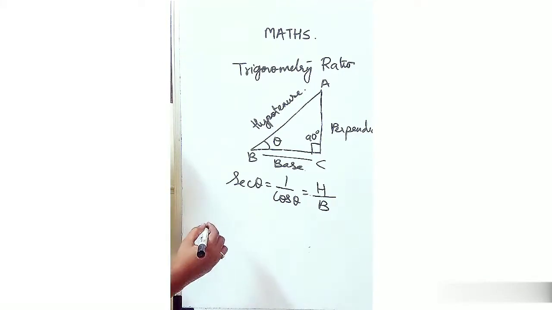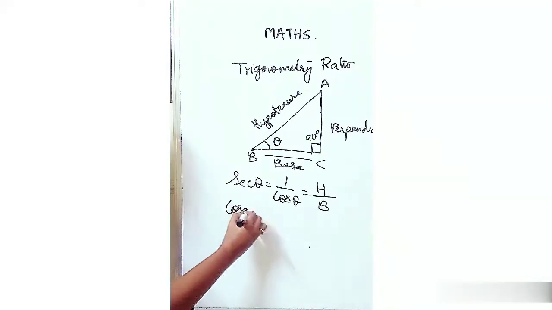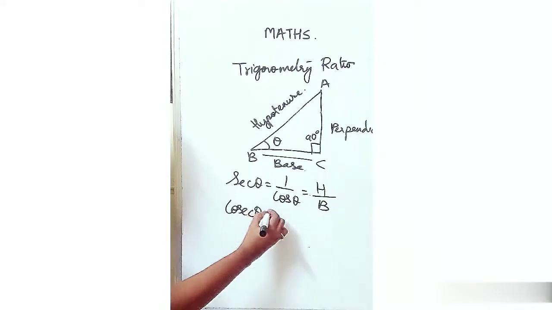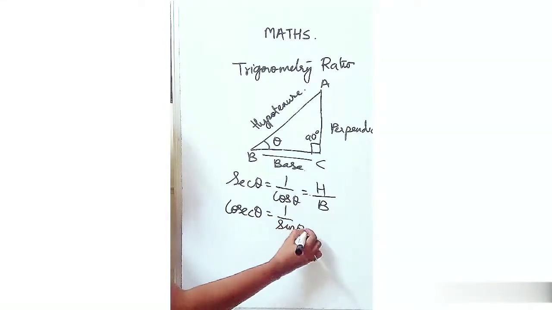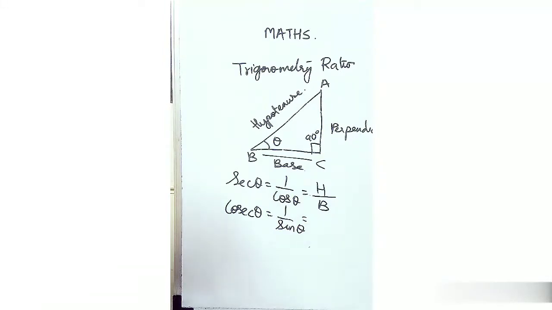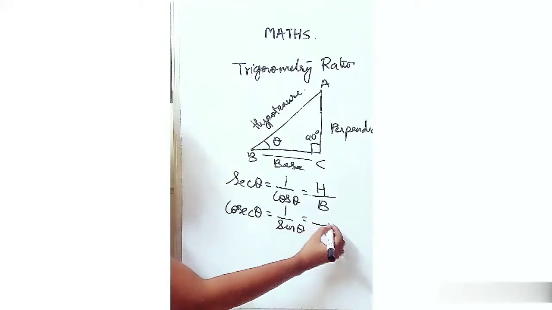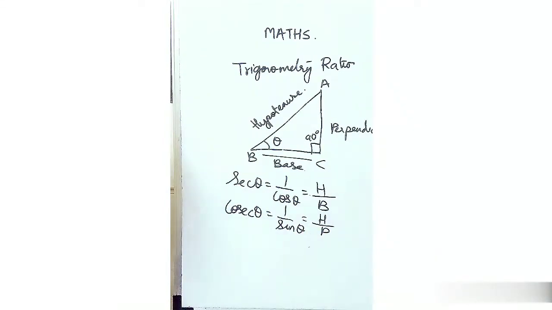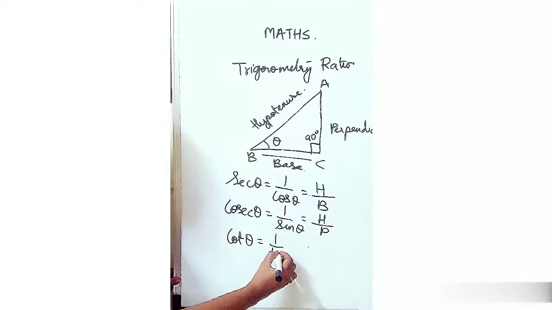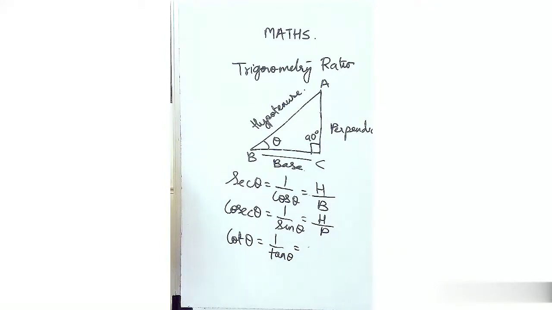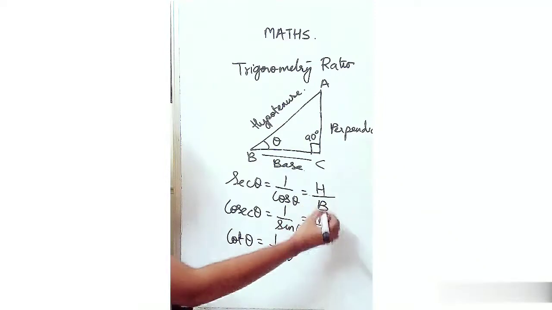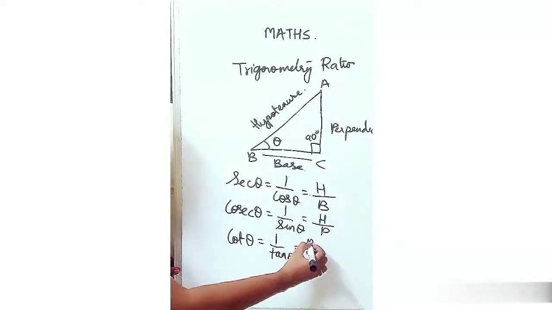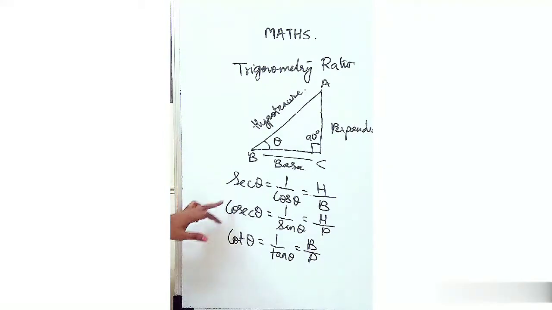Alright, now we'll see the next ratio, that is cosec theta. What is cosec theta? It is 1 upon sin theta. And sin theta is perpendicular upon hypotenuse, so I'll put it as hypotenuse upon perpendicular. Similarly it goes for cot theta. What is cot theta? It is 1 upon tan theta, and 1 upon tan theta is base upon perpendicular, or you can say sec theta upon cosec theta, or cos theta upon sin theta.